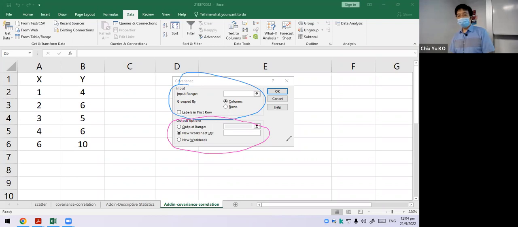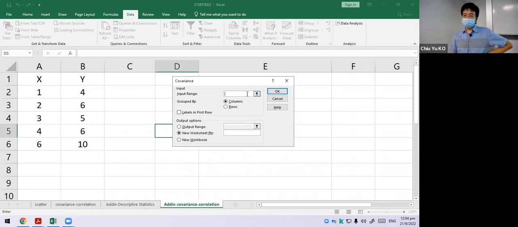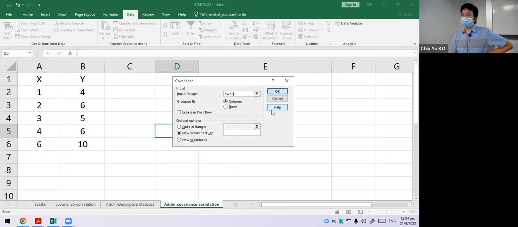Again, our data is organized by column, so we just tell it we are doing it by column. If the data is by row, then it's by row. It's very simple. The input range is just column A and column B, or you can just highlight this part, and the same result would happen. Just being lazy, I just click two columns. Here I've labeled the first row, so just put it there.